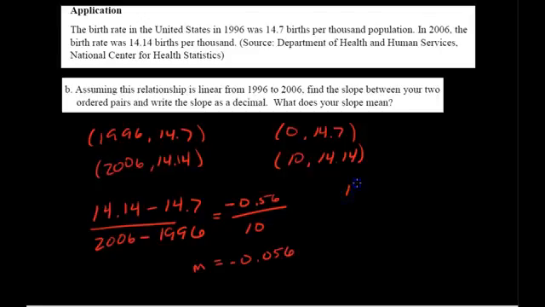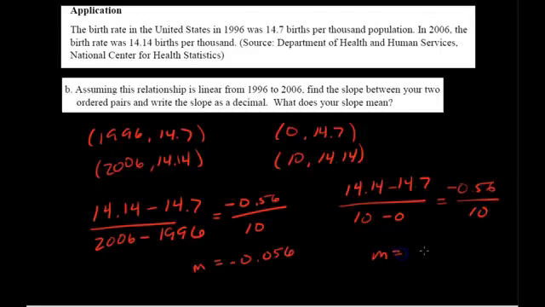Now, if we do the same thing using the second ordered pair, we get the same thing: m is equal to negative 0.056. This makes sense that we would get a negative slope, because as the years have grown, as we've gone from 1996 to 2006, the birth rate has dropped, so we should be getting a negative slope. So there's our slope, negative 0.056.